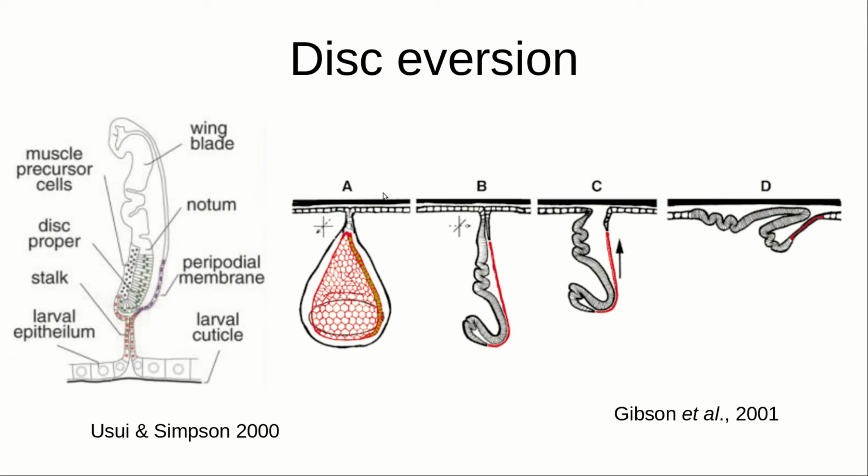So here you can see a frontal view of the disc, and in B to D a lateral view of the disc. During the process of eversion, the disc first contracts and then it goes outside in this way, and in the end the disc is between the larval epithelium and the cuticle. So remember that at this stage larval epithelium and cuticle have become separated by the process of apolysis, and this cuticle is indeed the pupae.